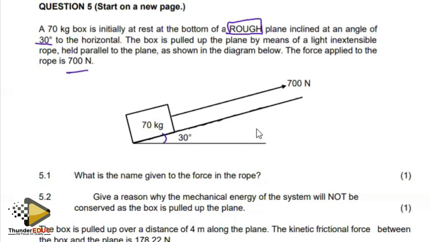What is the name given to the force in a rope? All ropes and strings usually possess one force, and that is the tension force. So the force there is tension. Please don't tell us force applied. It's the tension force.